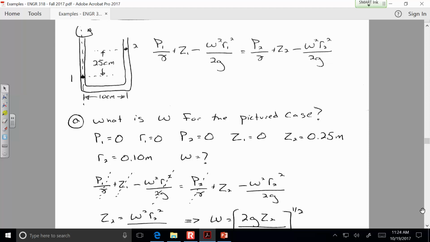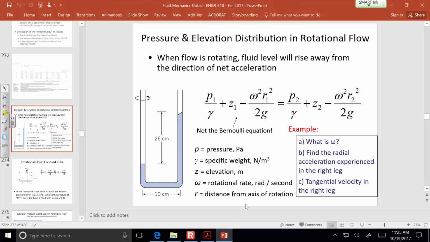So the key to solving problems like this sometimes is picking the right spot for 1 and 2. A good rule of thumb is pick spots where you know lots of things. Because if you have too many unknowns in an equation, then you're not going to be able to solve it. So where do we know a lot of information? We know a lot of information at the interface. We know elevations, and we know the pressure, and we also happen to know the radius at both of those points.